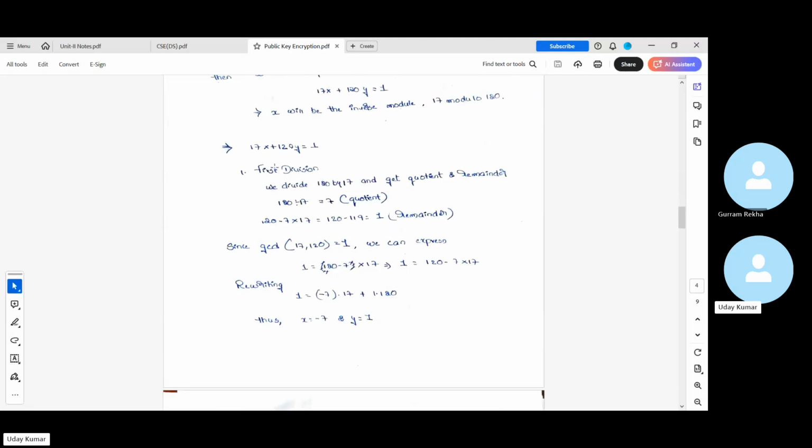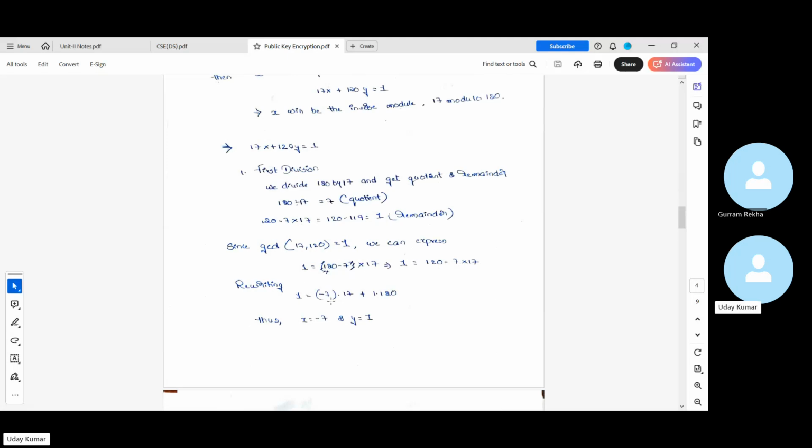Step 1, first division: we divide 120 by 17 and we get a quotient and remainder. 7 is the quotient and 1 is the remainder. Since GCD of 17 comma 120 is 1, we can express 1 equal to 120 minus 7 into 17.